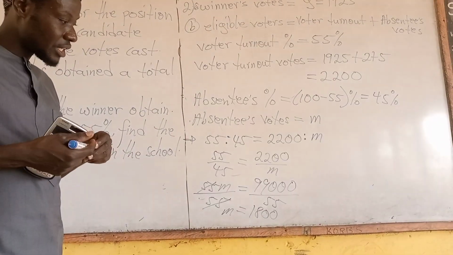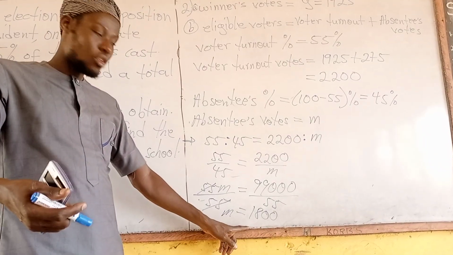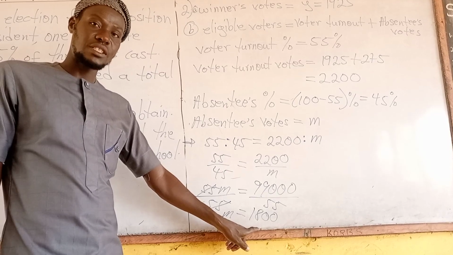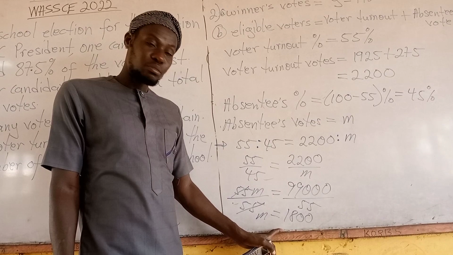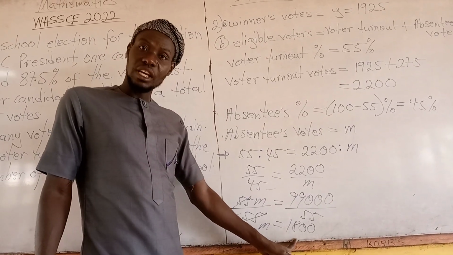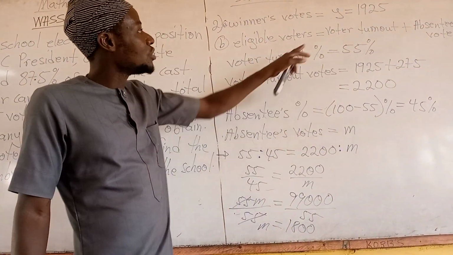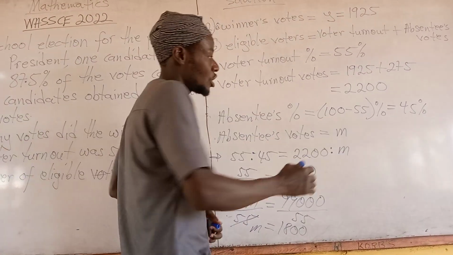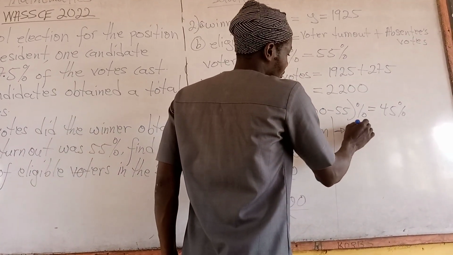And so that means those who didn't come to vote but are qualified to vote, or those who registered to vote but didn't come to vote, are 1,800 voters. And so if there are 1,800 voters, then we can use that information to find the eligible voters in the school.